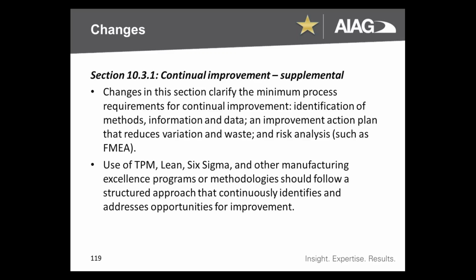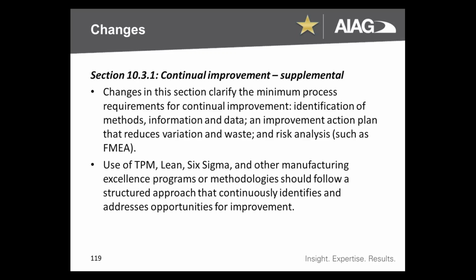And finally, 10.3.1, continual improvement supplemental, a requirement for a documented process for continual improvement. There wasn't a requirement for a documented process prior to this. Included in this process shall be an identification of the methodology used, objectives, measurement, effectiveness, and documented information that's retained, a manufacturing process improvement action plan with emphasis on the reduction of process variation and waste, and use of risk analysis tools such as FMEA.